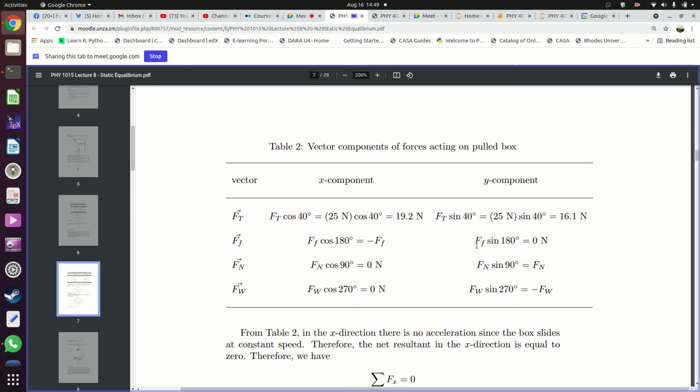Then the y component of the friction is going to be the friction force multiplied by sine 180 degrees, and that's going to give you 0. So this is telling you that friction does not have a vertical component. Friction is only along the x component. Are we clear?